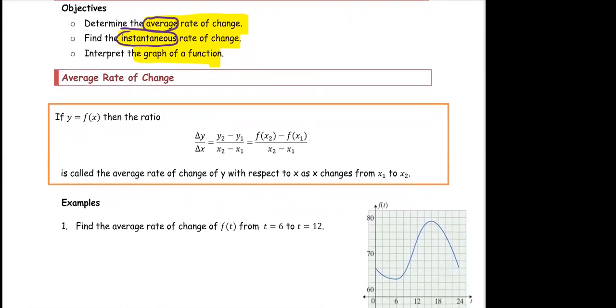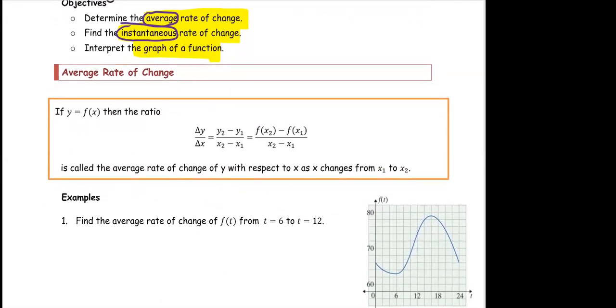The average rate of change: the function that we use is in the form y equals f of x. Then the ratio, or the rate, here the ratio is delta y over delta x. Delta y represents the change in y, delta x represents the change in x, or we can say the change in y all divided by the change in x. The change means the difference of the two numbers.